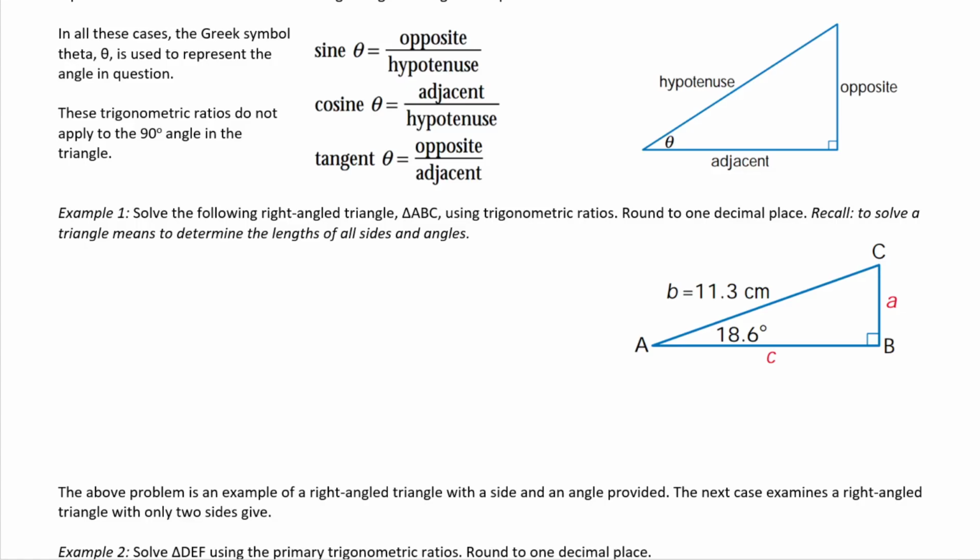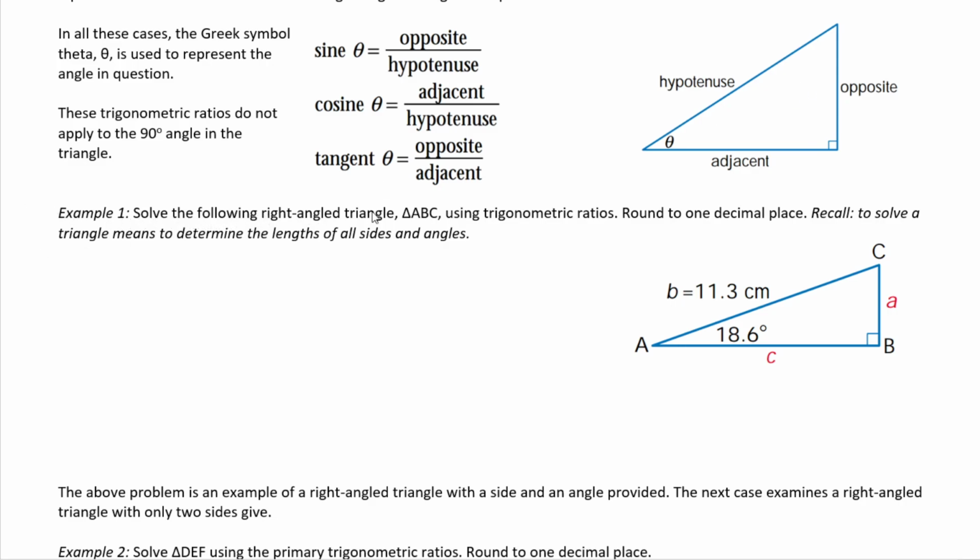In this video, we're going to examine the primary trigonometric ratios, which are sine, cosine, and tangent. These trigonometric ratios give the ratio of the various sides of a right-angled triangle. Let's take a look at example 1.